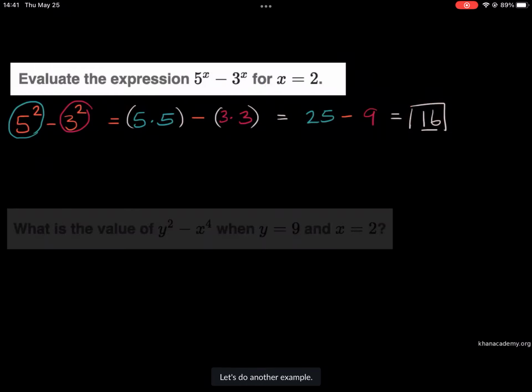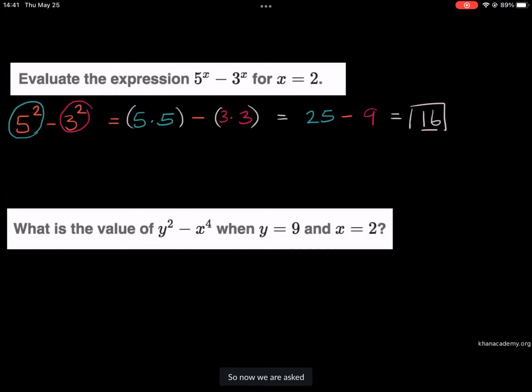Let's do another example. So now we are asked, what is the value of y squared minus x to the fourth when y is equal to 9 and x equals 2? So once again, pause this video and see if you can evaluate that.